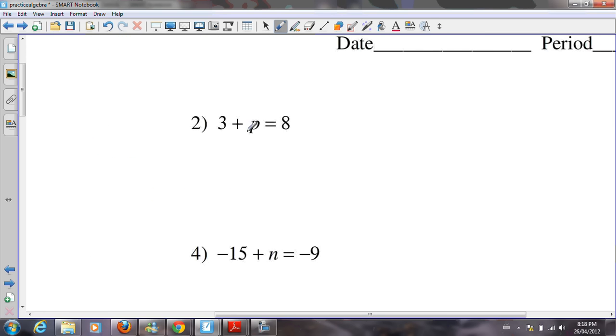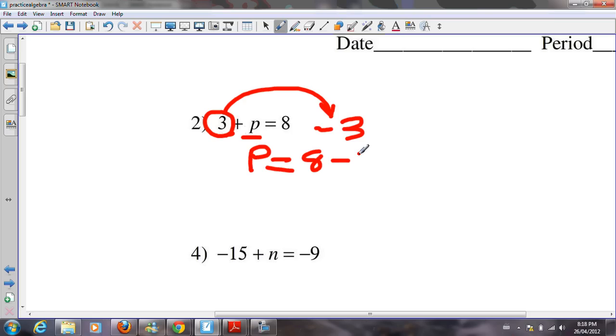Looking at one like this, where the p, or the letter, is on this side, of course, we're not going to move the p over here. We're going to move the number. So this positive 3 goes over to this side and becomes negative 3. So all we're left with now is p on one side, and of course 8 take away the 3 on the other. So the answer to p will be 8 take away 3, which is 5.